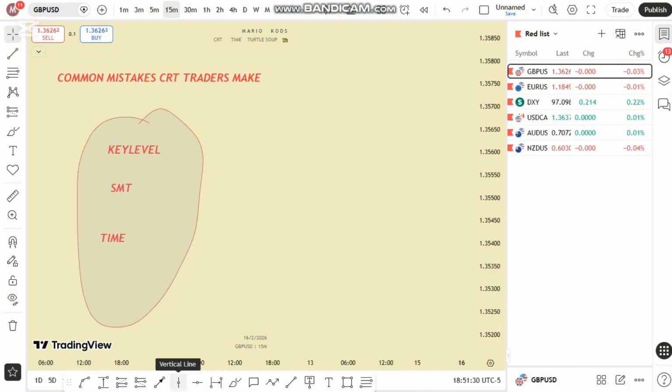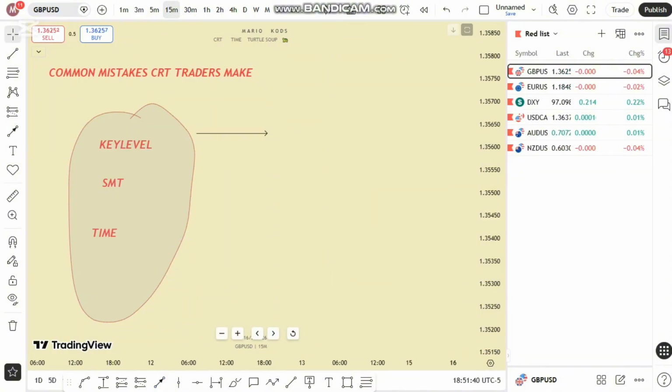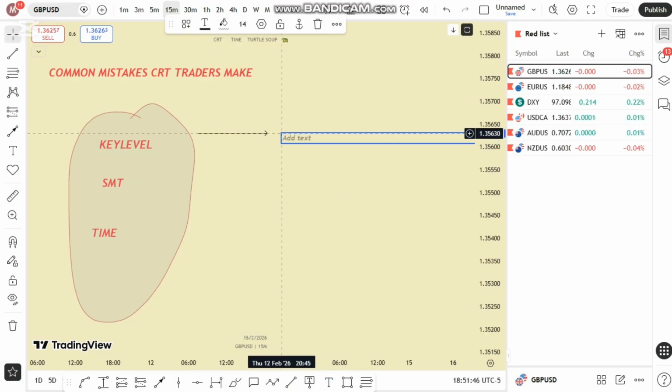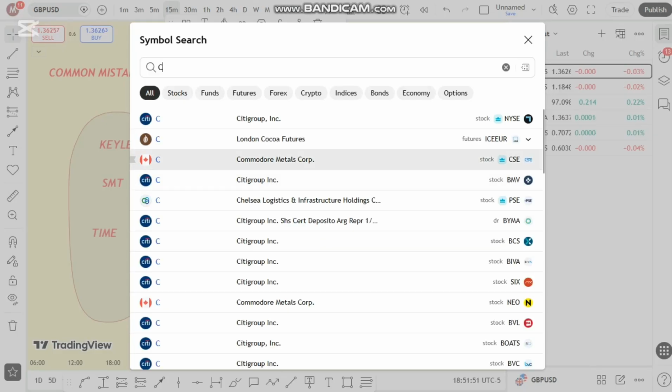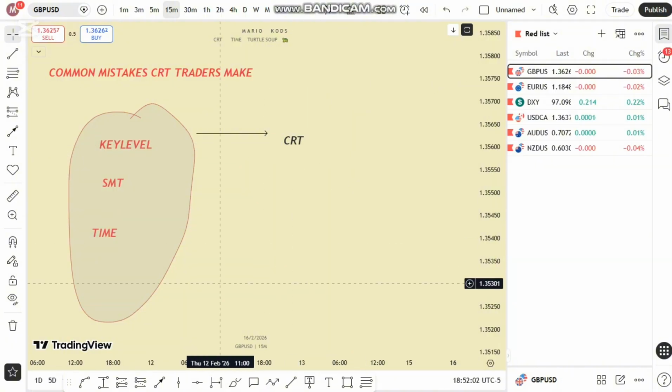All this written here is all meant to trade what? The range, CRT, right? If I'm not mistaken. All these are meant to trade the CRT, candle range theory. So now, what are the common mistakes we make?